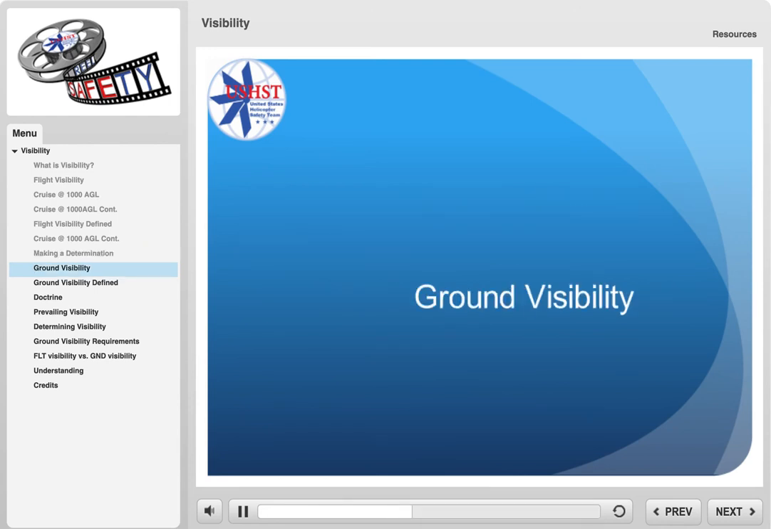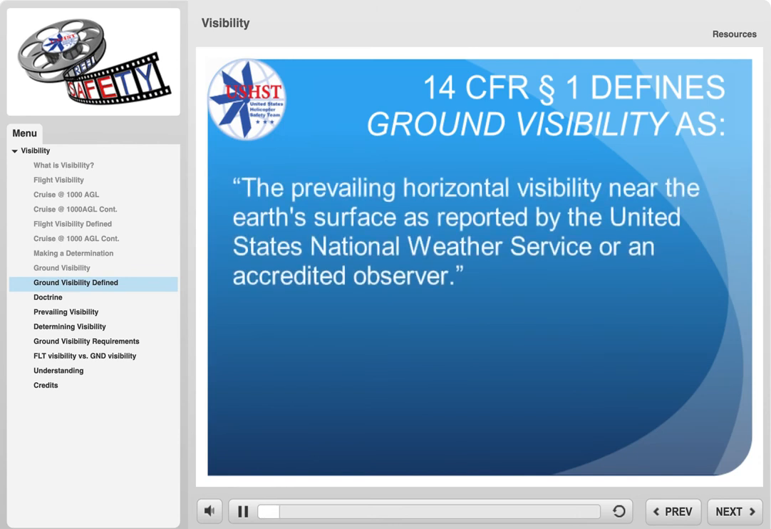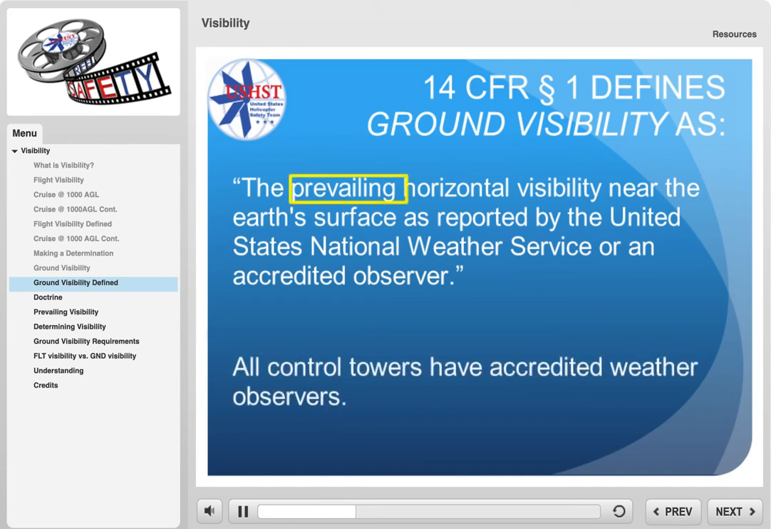This is another visibility called ground visibility. If we again look at FAR Part 1, the definition of ground visibility is the prevailing horizontal visibility near the Earth's surface as reported by the United States Weather Service or an accredited observer. All control towers have accredited observers. But what does the word prevailing mean? Webster says it means superior in strength or influence or predominant. But that doesn't really help us here very much.